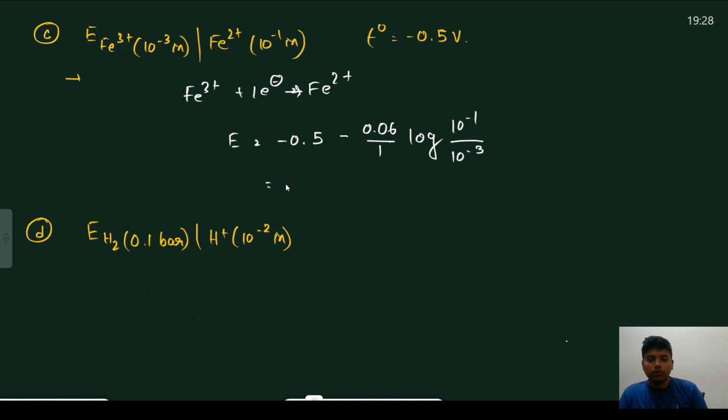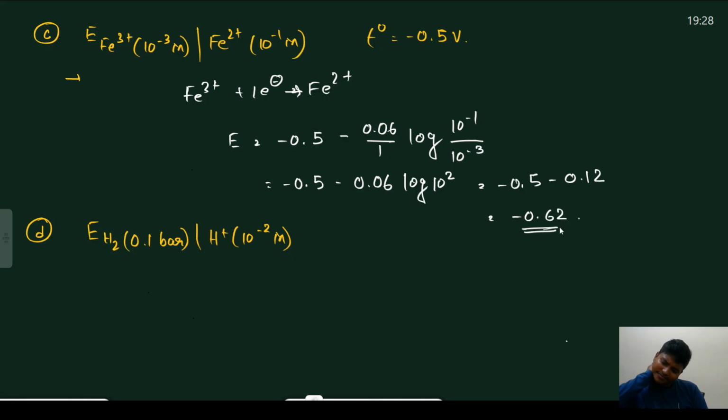Clear? So minus 0.5 minus 0.06, this will be log 10 power 2. So E is equal to minus 0.5 minus 0.12. E is equal to minus 0.62. Yes, sir. So how are we getting that? What is the problem? What is the mistake you did?